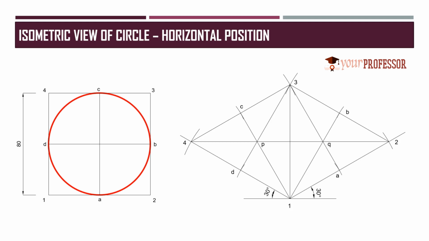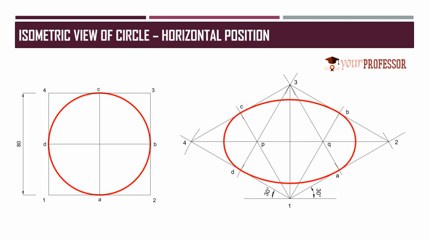So let us consider the four centers and represent the isometric view of circle. Consider 1 as center, 1C as radius. Draw an arc in between B and C, like that. Consider 3 as center, 3D as radius or 3A as radius. Draw an arc like that. Consider P as center, PC as radius. Draw one arc like that. Consider Q as center, QB as radius. Draw one arc like that. This is the isometric view of circle.